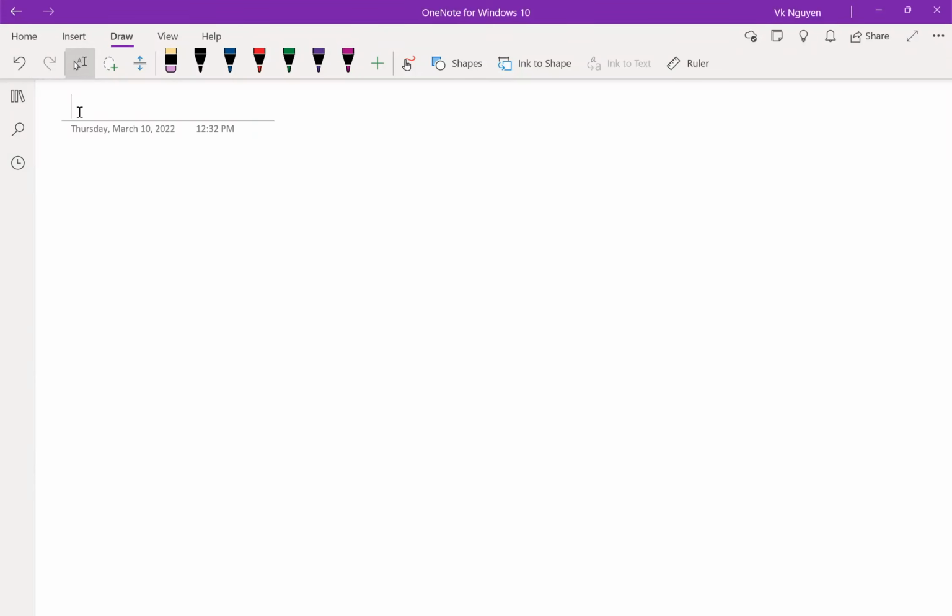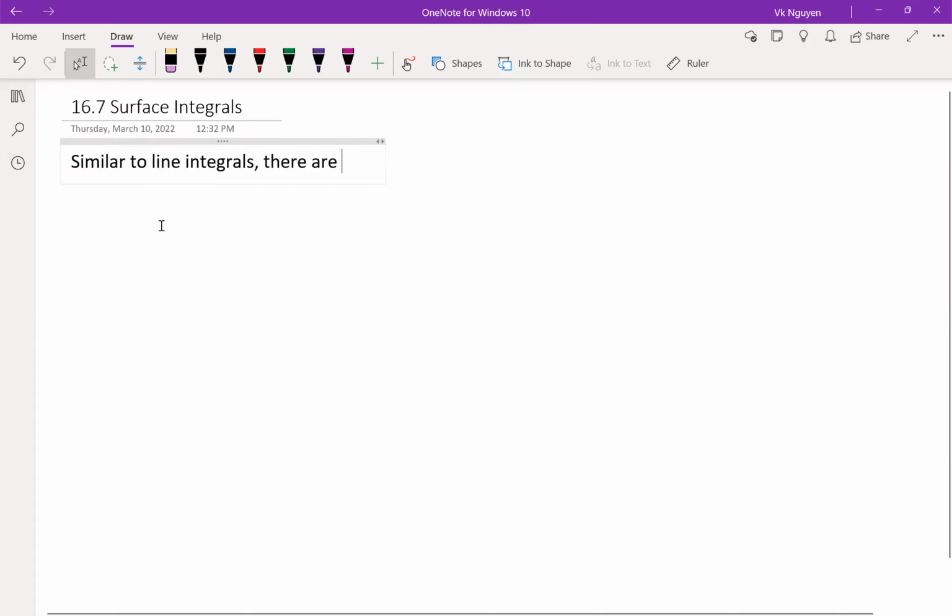Okay, we are moving on to 10.7. And it is the section that's going to be on surface integral. Okay, so similar to line integral, there are two kinds of surface integral.